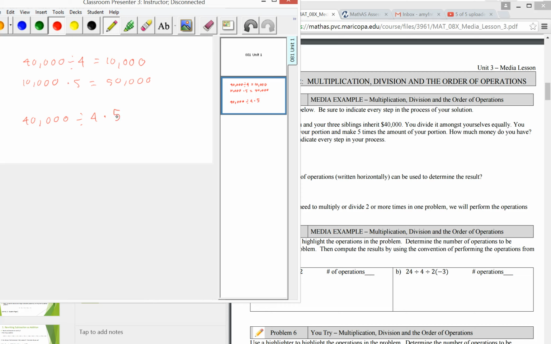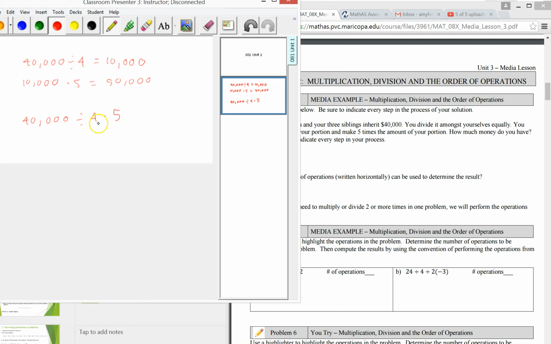We know from here that we did this from left to right. We did the division first. What if you did the multiplication first? You would get a different answer. So you divide 40,000 by 20, and you could talk about what that would mean in the context of the problem.